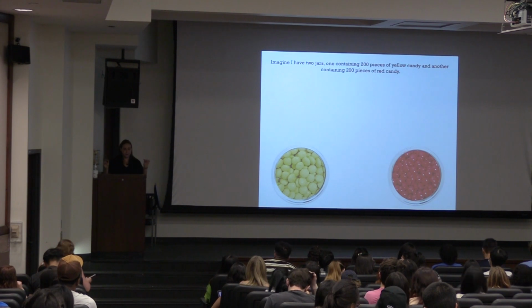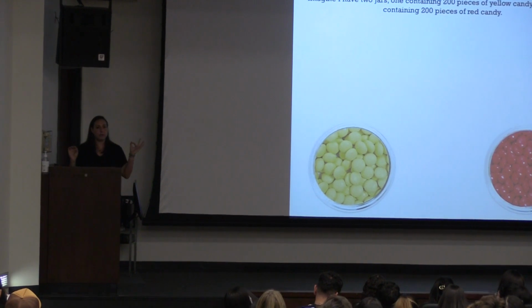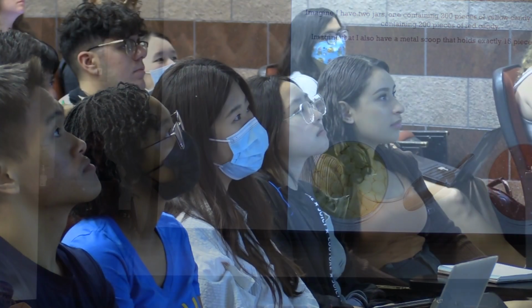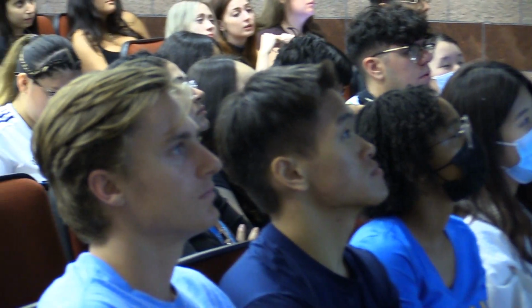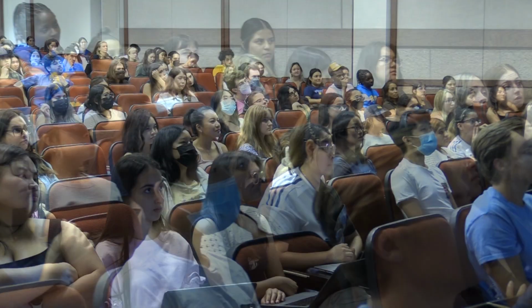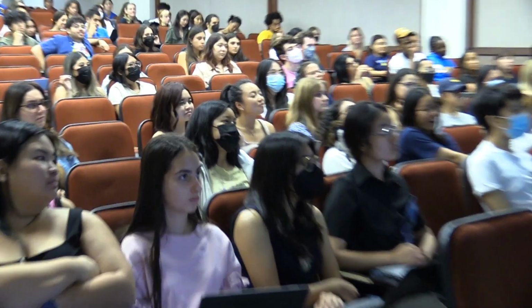I'm going to ask you a very specific question. I want you to imagine that you have two jars. One has 200 pieces of yellow candy. The other has 200 pieces of red candy. You have a scoop. I have a scoop. Imagine that I scoop 15 pieces of yellow candy into the jar with the red candy, put the lid on, shake it up. Will the number of yellow candies in the red jar that initially only had red be the same as the number of red candies in the jar that originally held yellow?